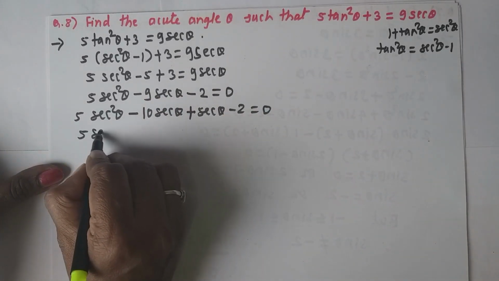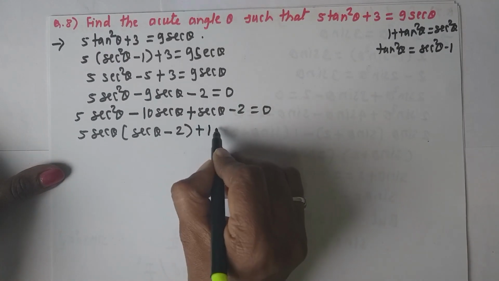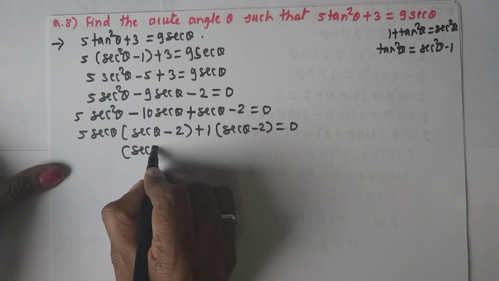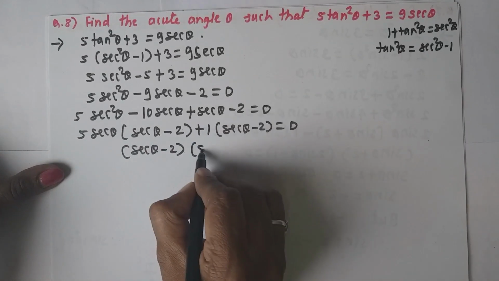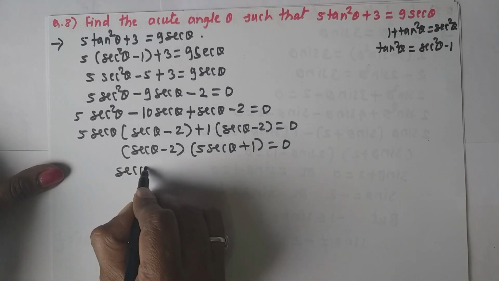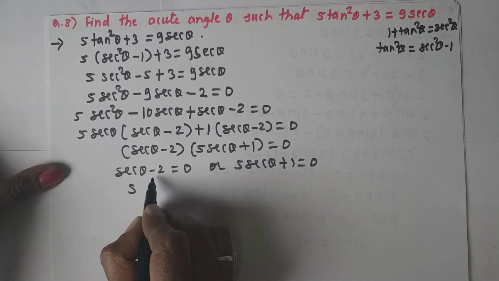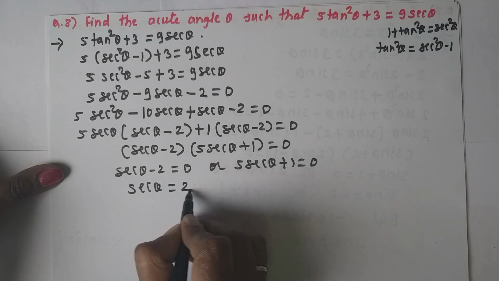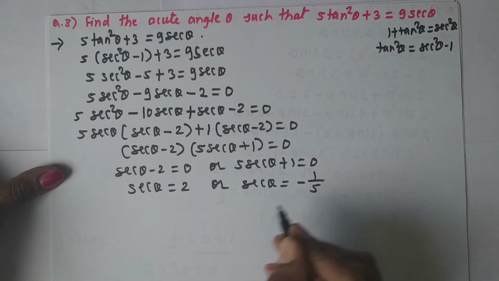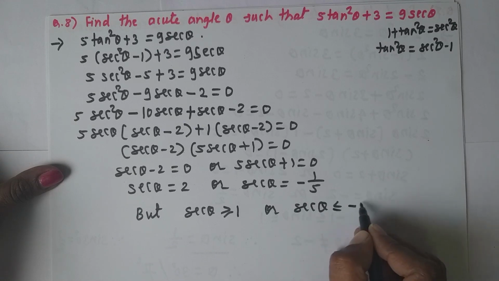Okay. Now 5 sec theta you take common, and here remains sec theta minus 2. From these two you take plus 1 common. This will be sec theta minus 2 is equal to 0. Now this sec theta minus 2 you take common, and here remains 5 sec theta and here plus 1. Now product of these two is 0, means either sec theta minus 2 is 0 or 5 sec theta plus 1 will be 0. If sec theta minus 2 is 0, then sec theta will be 2. If 5 sec theta plus 1 is 0, then sec theta will be minus 1 upon 5. Okay, but value of sec theta is either greater than or equal to 1 or less than or equal to minus 1.